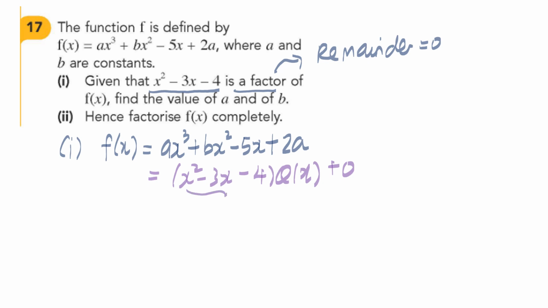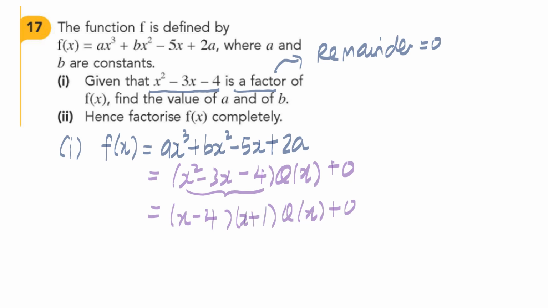Now your divisor is actually a quadratic polynomial. How do you manage a quadratic polynomial? If you look at the previous few examples under remainder theorem, remember we always let the divisor equal to 0, but the divisors we had were all linear factors. So in this case, we will have to factorize your quadratic divisor into linear factors. If you factorize it, you would have x minus 4 and x plus 1.